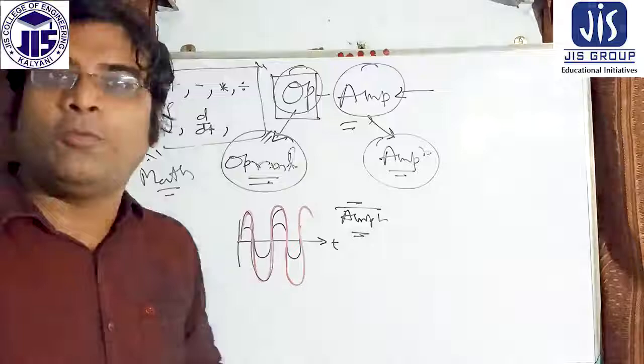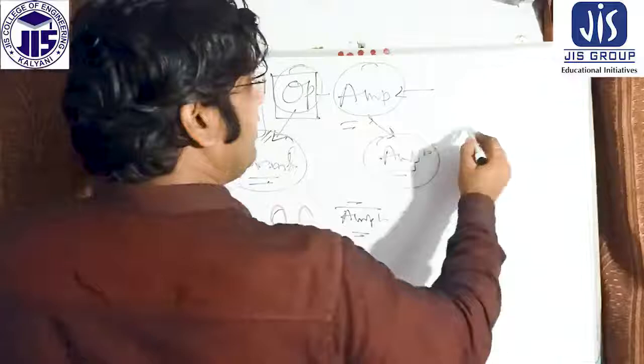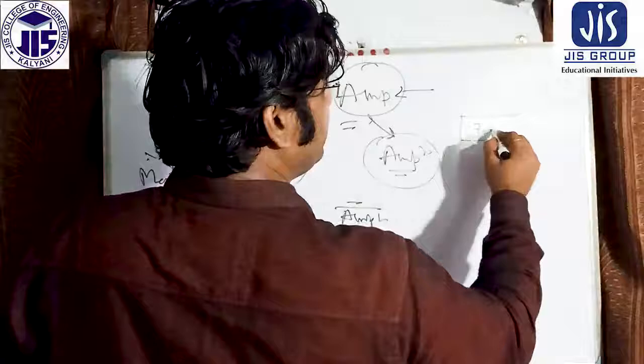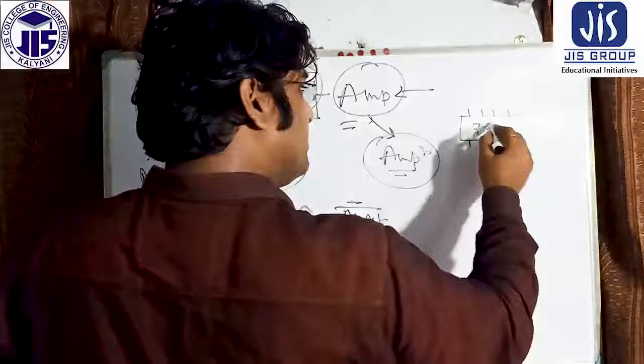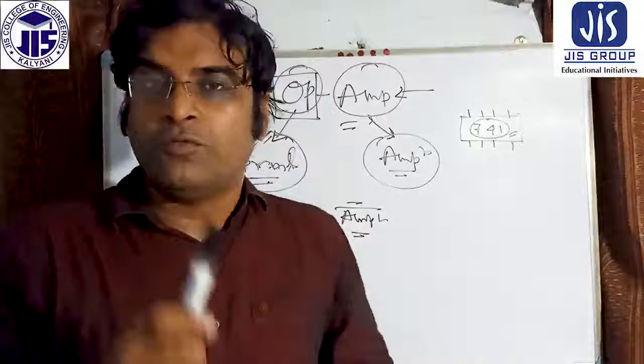Now the next question, I think it is in your mind. Suppose this is the IC of the operational amplifier, that is 741. So what is the meaning of this 741? Why is it called 741? For that answer, you have to wait for the next video. Thank you very much.